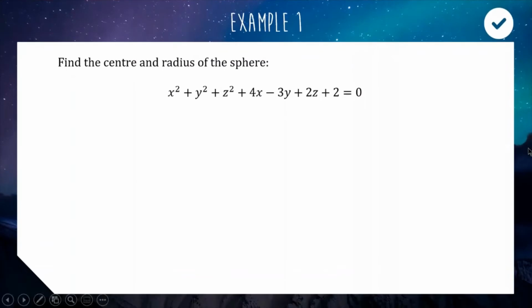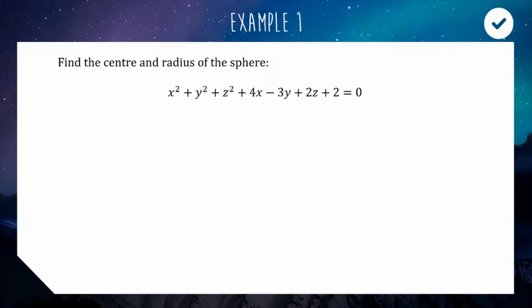First of all, here is the equation of a sphere, because we have x squared, y squared, and z squared. I want you to find the center and radius by doing a case of triple completing the square. So you can probably pause this one, have a go if you want, but if you're not sure where to begin, we'll go through it now.